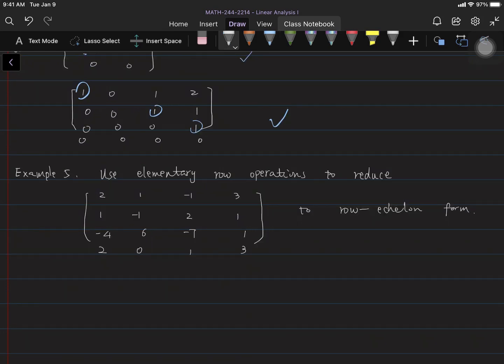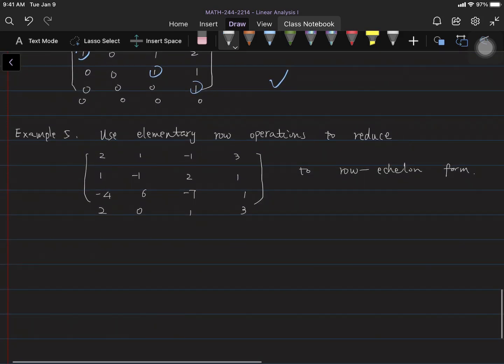Now let's take a look at example 5. We're going to use elementary row operations to reduce a given matrix to row echelon form. So this is a 4x4 matrix. This is a very important example, maybe the most important example in linear analysis. Okay, because in the future we are just going to do row operations for all the linear systems. So we are going to use this a lot.